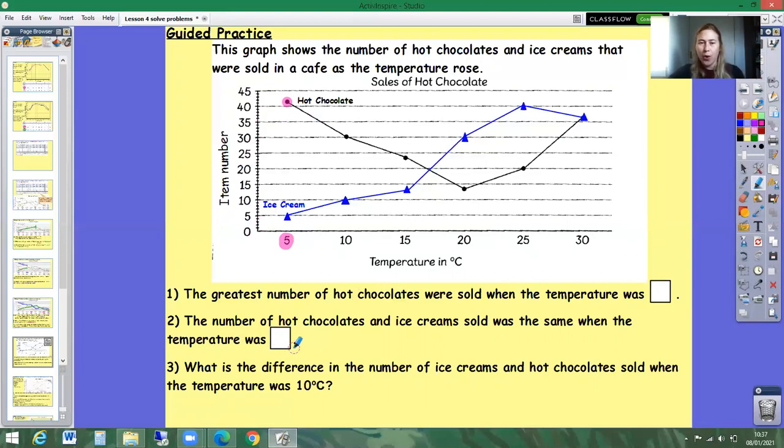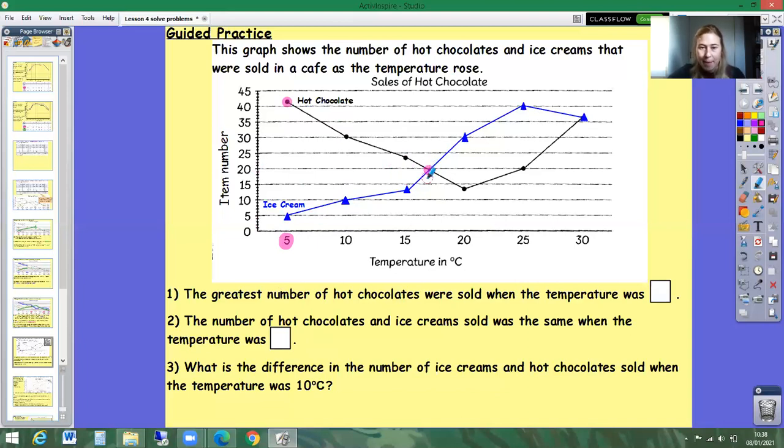So how will you know when things are the same? Well, it's when the lines meet, isn't it? Because if I look at the ice cream line, I can see that the line increases here, ascends, and it crosses over with the hot chocolate line at this point. And so that means that at this point, both of those were just slightly below 20. So just under 20 were sold, 20 ice creams and hot chocolates.